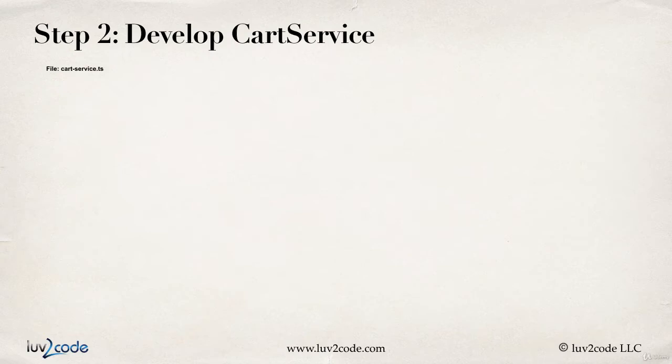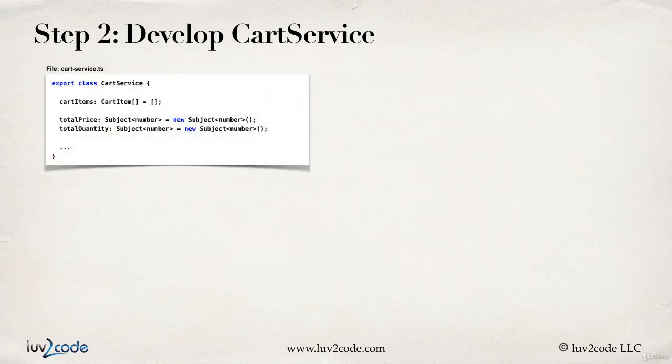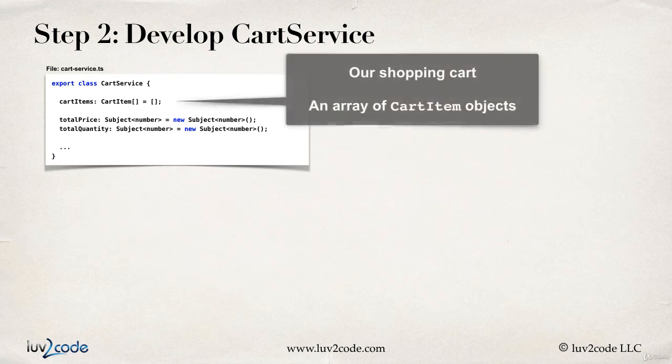Alrighty, so in step two, we're going to develop our cart service. So we have this class cart service. Up top, we have our shopping cart. It's simply an array of cart item objects, and we initialize it to an empty array. So it starts out as empty up front.